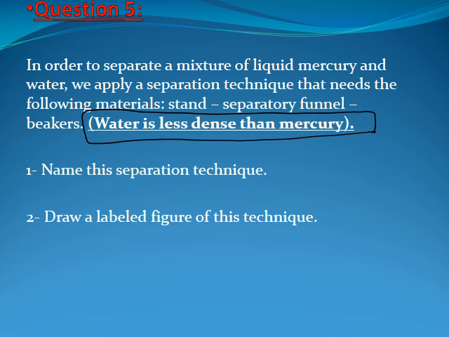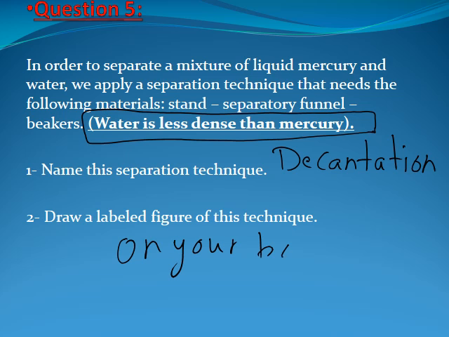So, at the bottom of the flask, what are you going to find? Water or mercury? Water is less dense, so the water will be up and the mercury will be down, since mercury is more dense, right? Okay, name this separation technique. Joel, this technique is called what? Decantation. Draw a labeled figure, you can check it in your book, okay?